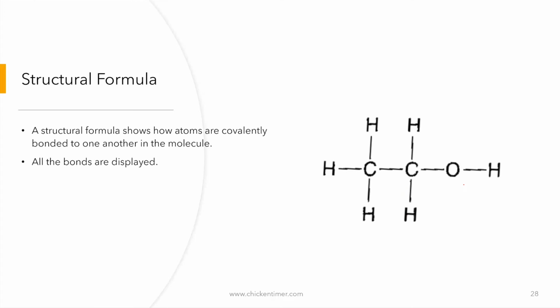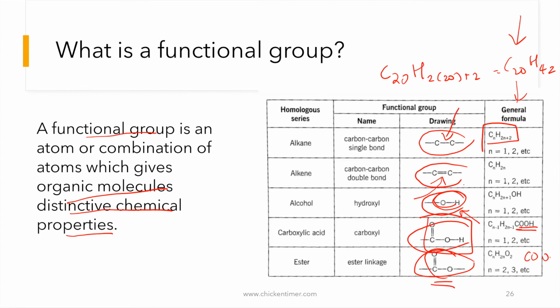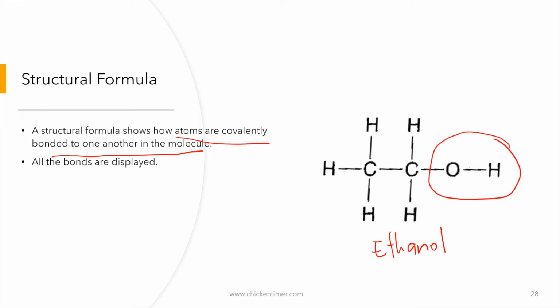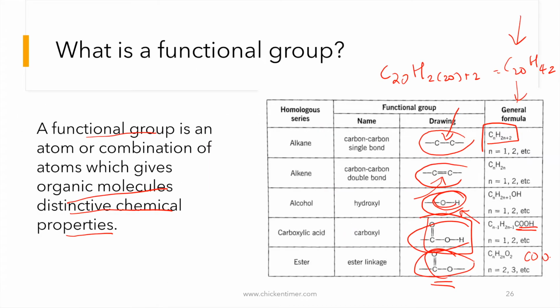Okay, then this is called the structural formula. What you see down here, the drawing of the functional group, is actually found in your structural formula. Let's say this one is the structural formula for ethanol. The structural formula shows how atoms are covalently bonded to another atom in the molecule. Ethanol looks like that. I will scrutinize if there's any special group. See, there's an OH here, which is the same as the OH here.